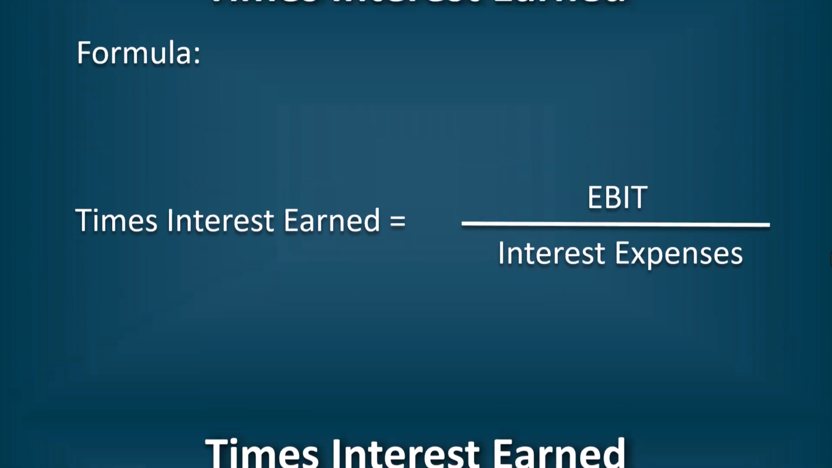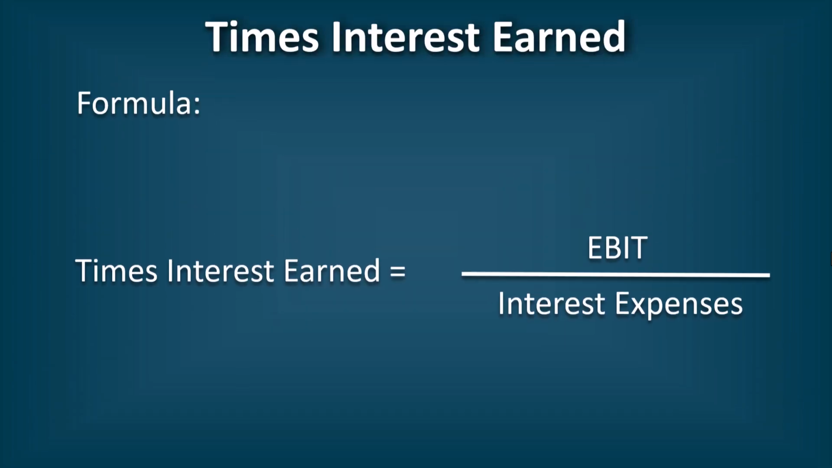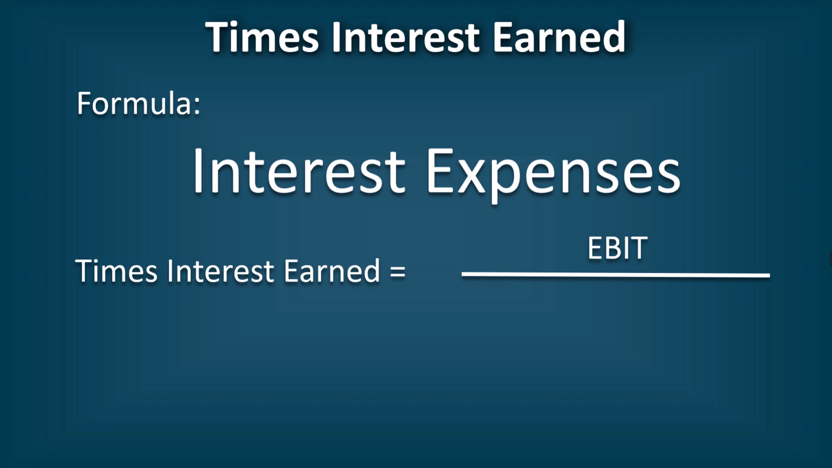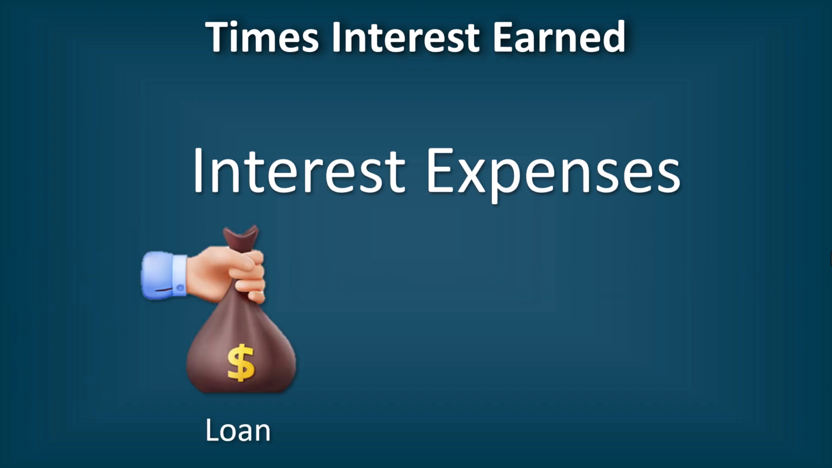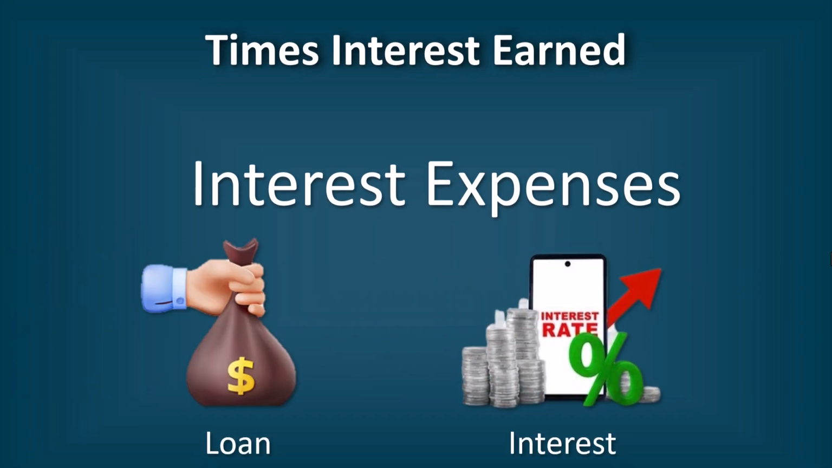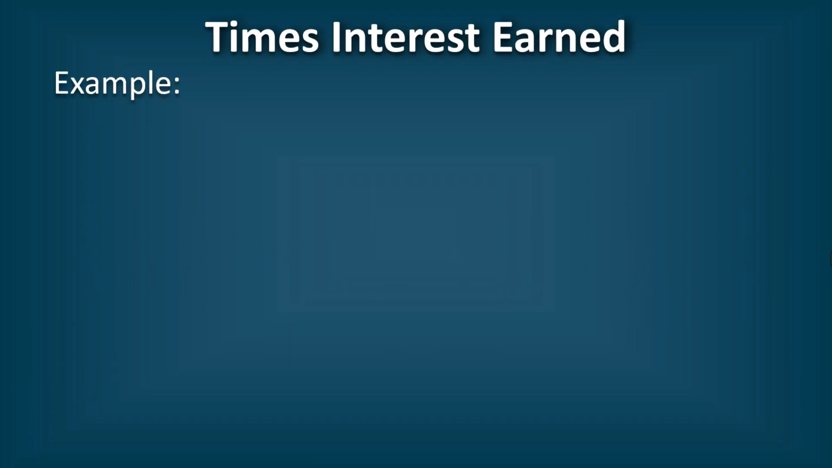Now let's come to the formula. Times interest earned ratio equals EBIT divided by interest expense. Here, interest expense is the extra amount we pay on the principal amount of loan. Let's take an example to understand this.